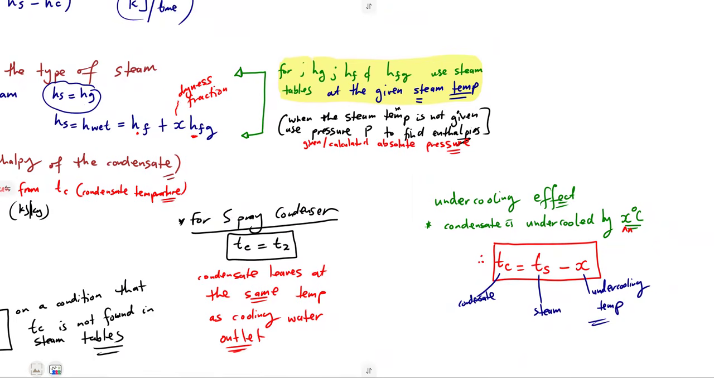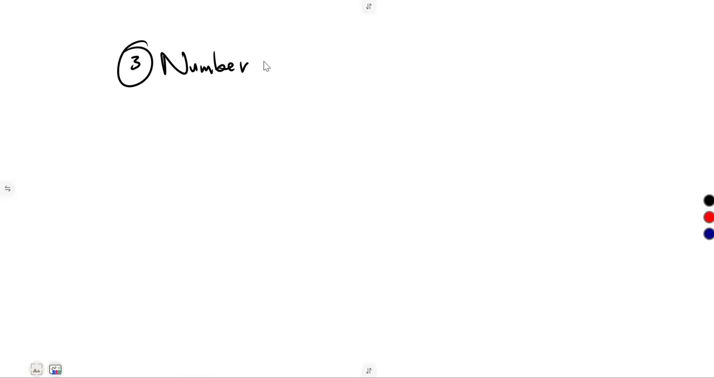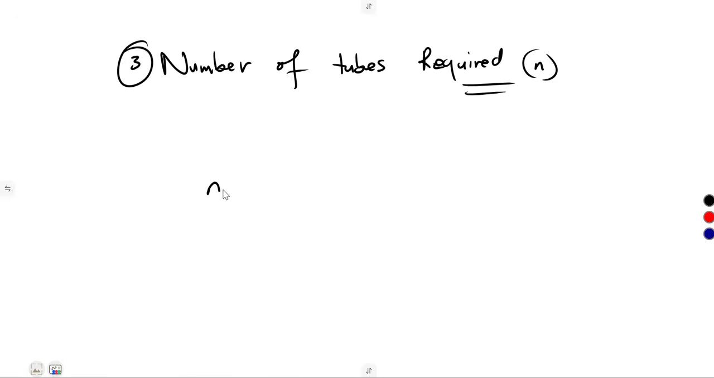All right. So for the sake of time, guys, let me quickly write these formulas. These ones, we're just going to use them for the sake of time. Let me just quickly write this one. The third is to calculate the number of tubes required, which is N. So the number of tubes required can be determined with so many formulas. We can use the volume rate of cooling water over area times velocity. So this is volume rate, right?